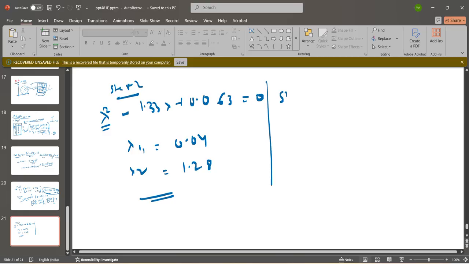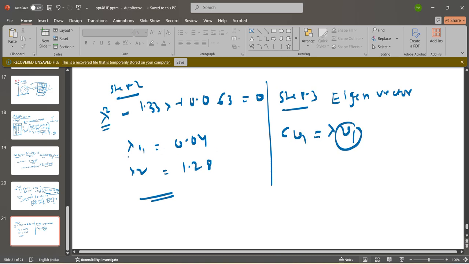Step 3, obviously, what we will do with the lambda values, we will find out lambda, so eigenvalues. What we will do with the eigenvalues, we will find out eigenvectors. Eigenvectors means C V1 is equal to lambda V1. Here V1 stands for eigenvalue 1, and for eigenvalue 2, C V2 is equal to lambda V2. This is eigenvalue with respect to eigenvector.